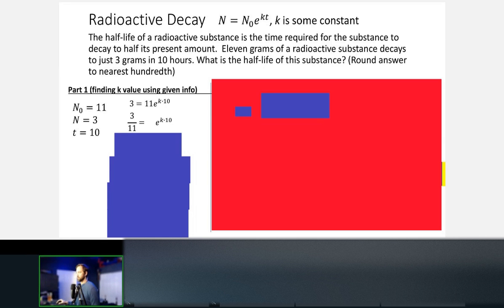Remember, our goal is to solve for k. Perfect. Natural log both sides. Yep. We're going to natural log both sides. Now what do we do? We're going to move the exponent in front of the natural log. Yep.